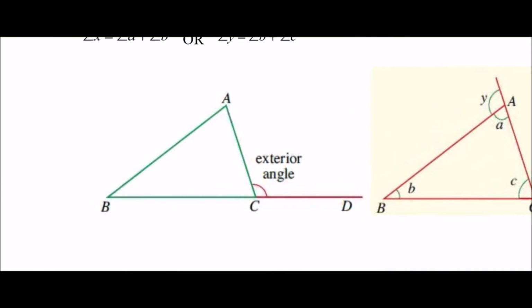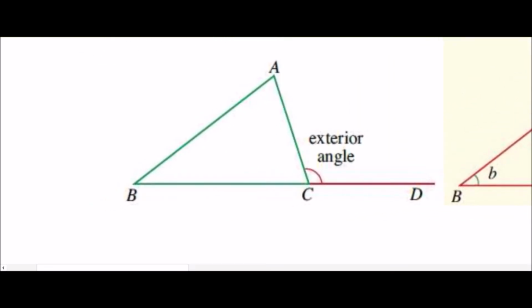So let's use this triangle as an example. What you have here is a triangle ABC, and then a horizontal line is extended from BC and extends to D. So we have BCD as a straight line. Now we mark out this angle here. This angle is one of the exterior angles of the triangle, because it's outside.